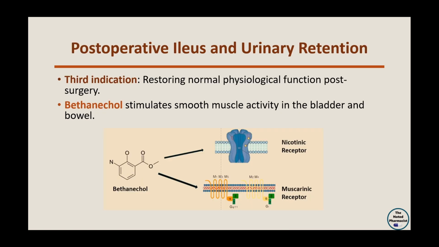Postoperative ileus and urinary retention represent another indication for parasympathomimetics. Bethanechol, a selective muscarinic agonist, stimulates smooth muscle contraction, aiding in the restoration of normal bowel and bladder function. This targeted action promotes recovery after surgical procedures.